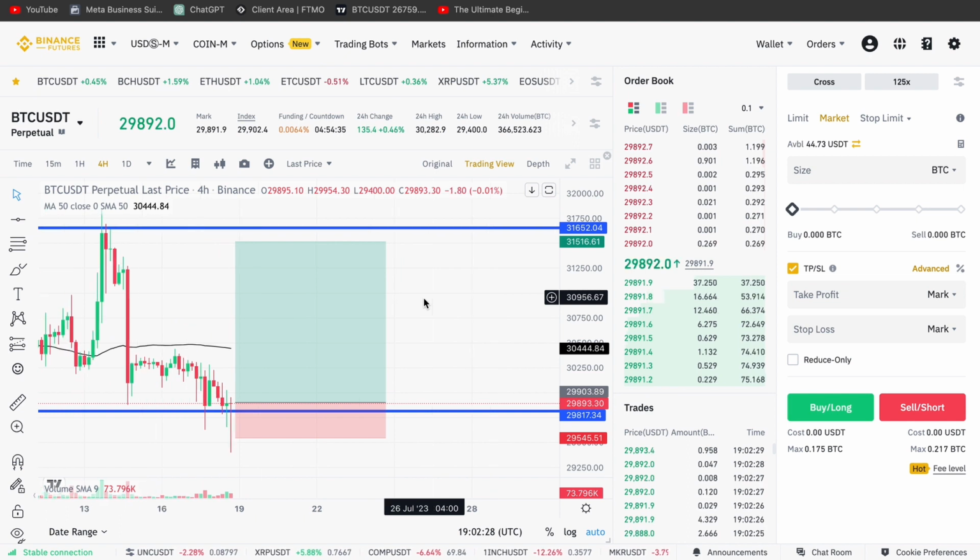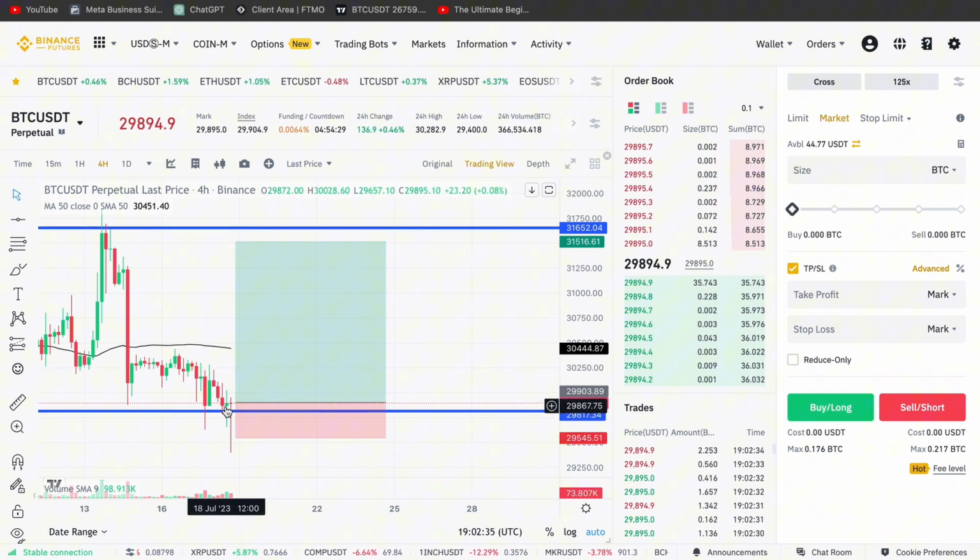So this is how you add your technical indicators and also add your support and resistance zones. This is how you do it.